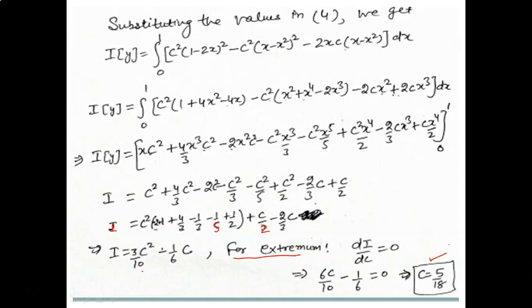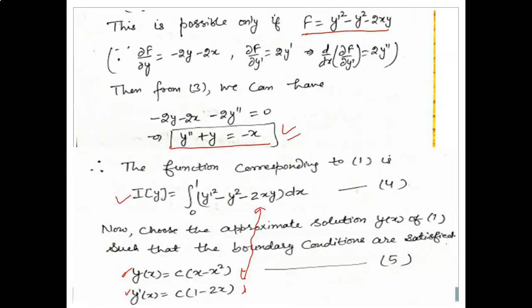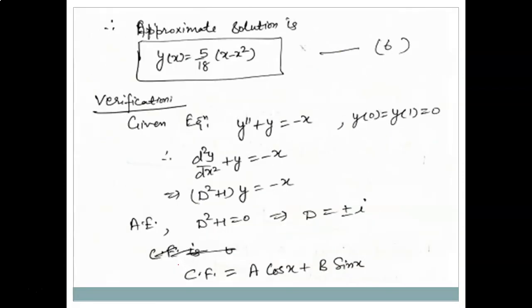You have obtained the value of the arbitrary or unknown constant as 5 by 18, and the approximate solution you have chosen over here is y(x) equal to c. You substitute the value of c over here, and you get the approximate solution like this. The approximate solution is this. Now, what about the exact solution of this problem?